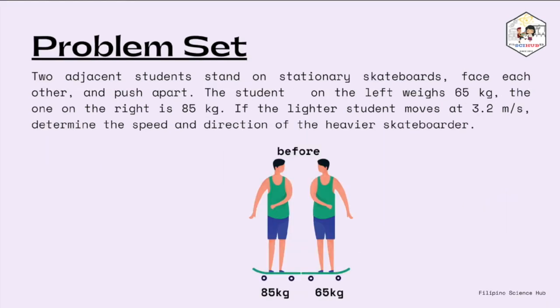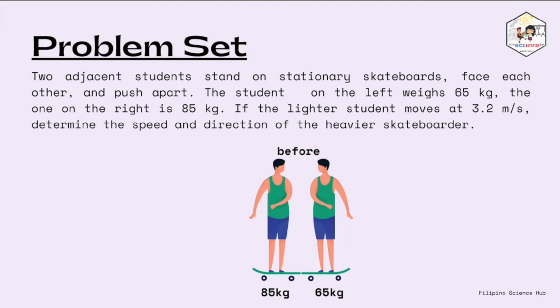Now, for our second sample problem, we have two adjacent students standing on stationary skateboards. They are facing each other and they push apart. The student on the left weighs 65 kilograms. The one on the right is 85 kilograms. If the lighter student moves at 3.2 meters per second, determine the speed and direction of the heavier skateboarder or student. So again, we have here an illustration.